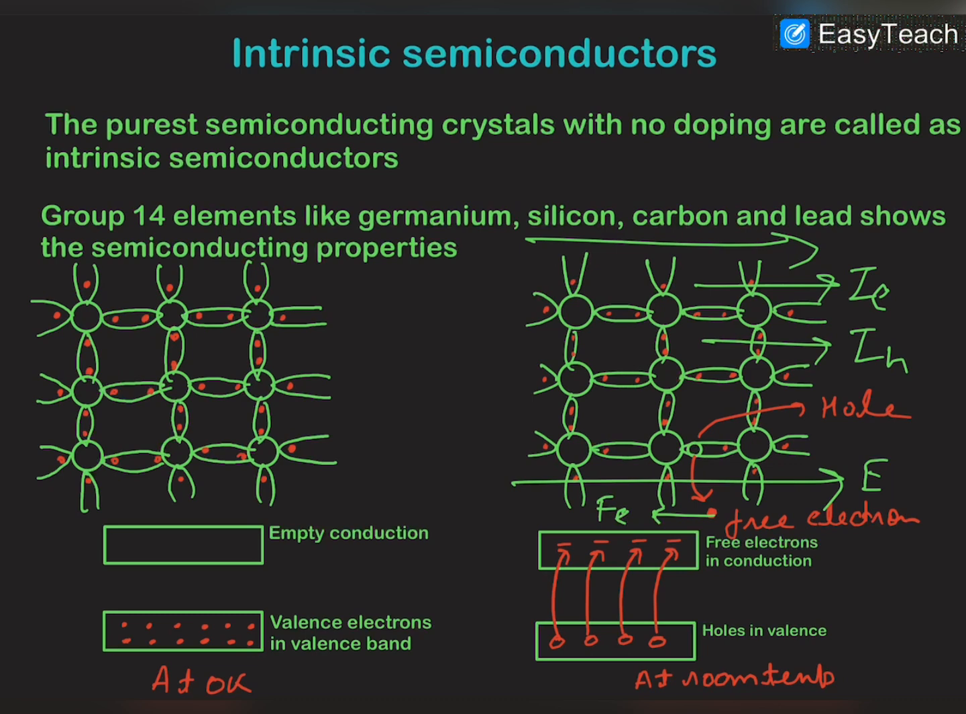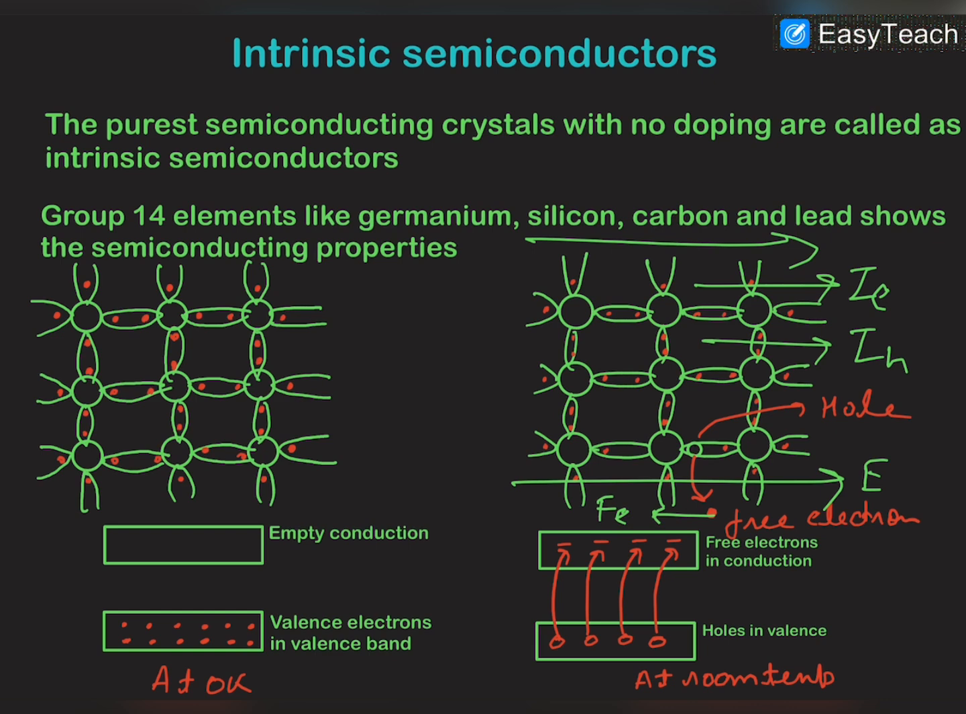In this video, today we are going to discuss further about intrinsic semiconductors. So intrinsic semiconductors are the purest form of semiconductors in which there is no doping. For example, if we take a crystal of silicon or germanium, we can say that a crystal of silicon or a crystal of germanium is the purest form of semiconductor, and it is also called intrinsic semiconductor.